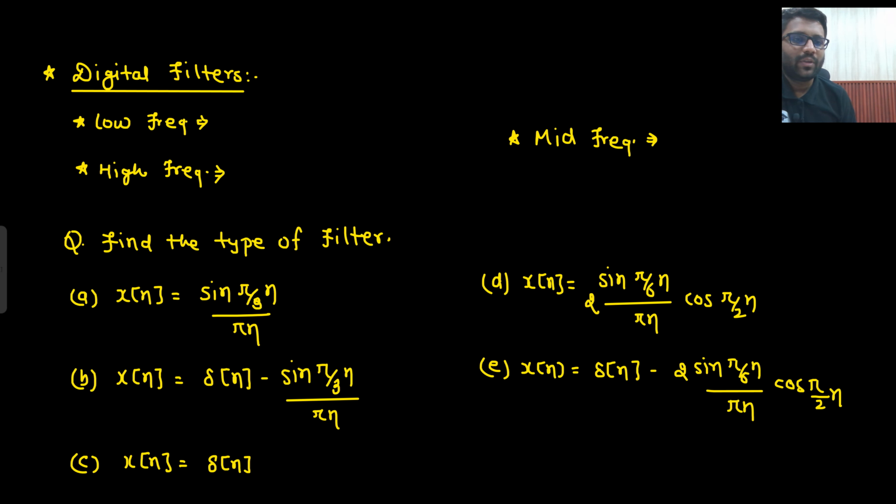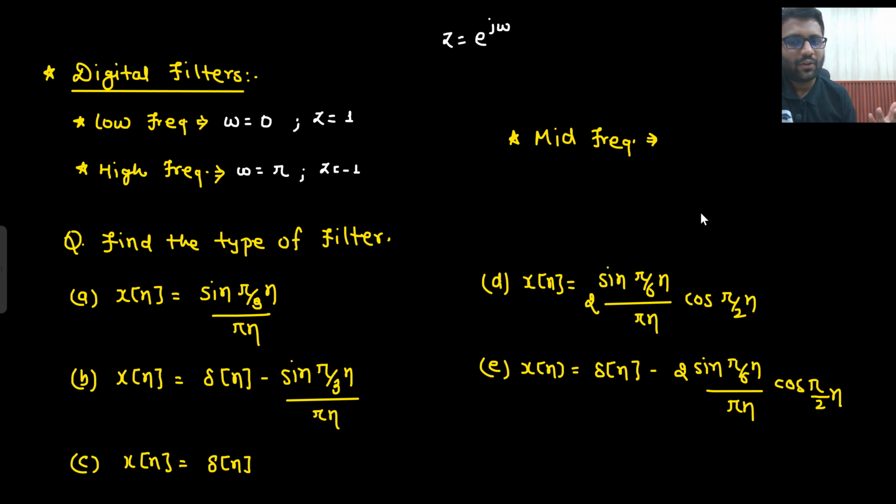So let me know, what do you mean by low frequency in case of discrete time? Omega equals 0. And what do you mean by high frequency? Omega equals pi. What is the value of z here? z equals 1. And what is the value of z here? z equals minus 1, because z equals e to the power j omega. So omega equals 0, z equals 1; omega equals pi, z equals minus 1.